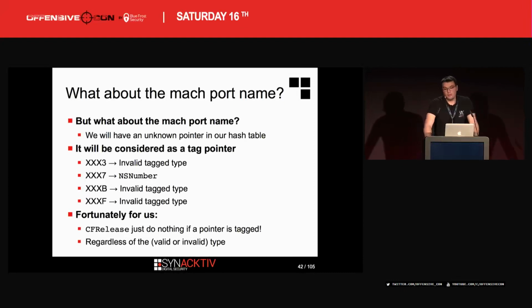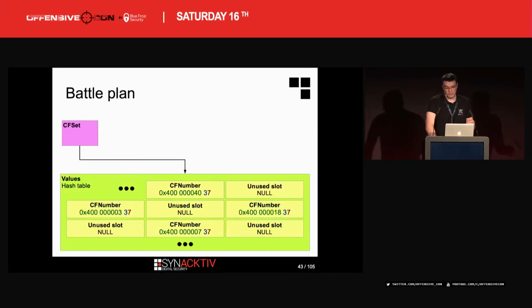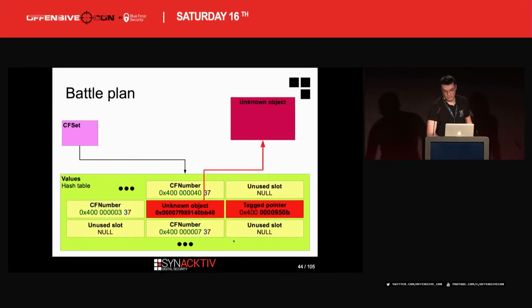Fortunately for us, when we destroy the CFSet to trigger code execution, the function that will be called is CFRelease. And CFRelease considers that if you are trying to release a tagged pointer, there is nothing to do because there is no allocation associated with a tagged pointer. So it will just do nothing if the pointer is tagged. It doesn't even check the type of the tagged pointer. So it's always safe to overwrite the next slot with a Mach port name, even if here the type is invalid.